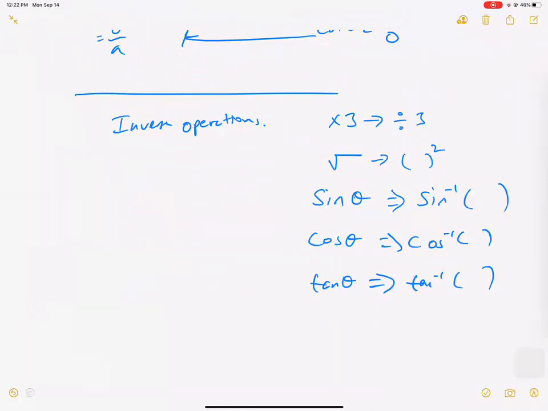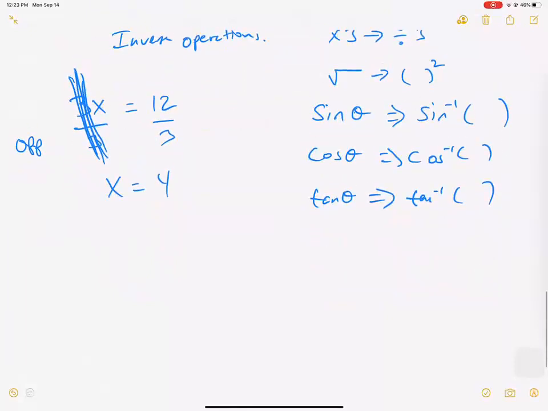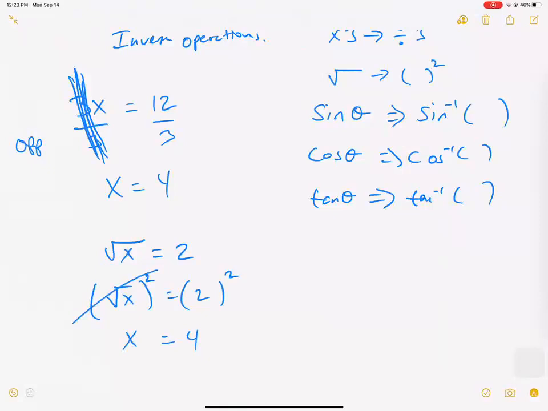Okay, back to Algebra 1. X times 3 equals 12. Opposite operation, you divide 3 to both sides, and it strips the 3 off. X is 4. In Algebra 1, the square root of x equals 2. So what we do is we square both sides, and the square root goes away, and we're left with x is 4.